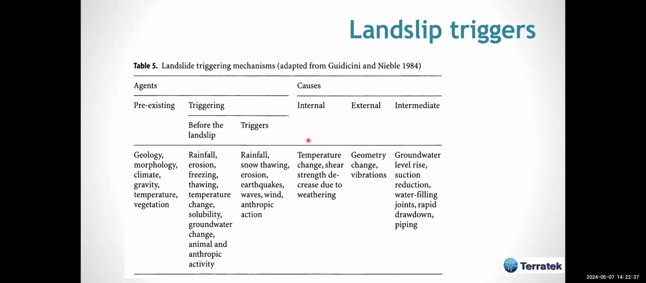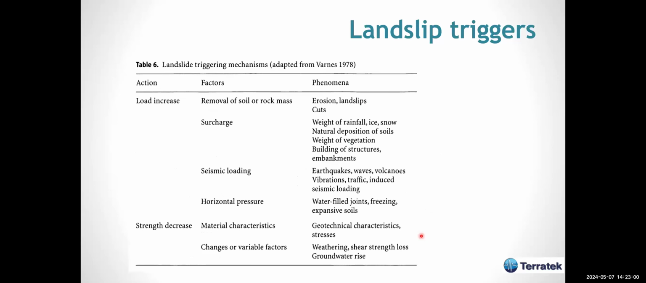And the causes: internal causes: temperature change, shear strength decrease due to weathering; external: geometry change, vibrations, as I have shown you; and intermediate: groundwater level rise, suction reduction, water filling joints, and rapid drawdown. Okay. And these are landslide trigger mechanisms adopted from Varnes, 1978.